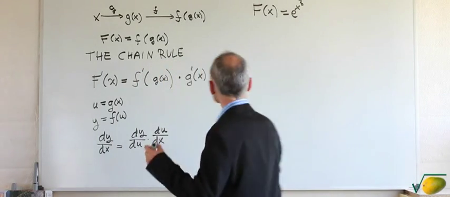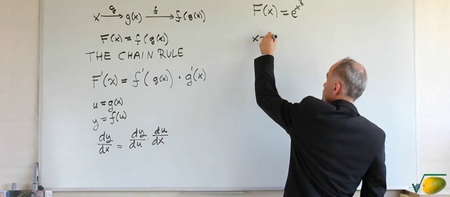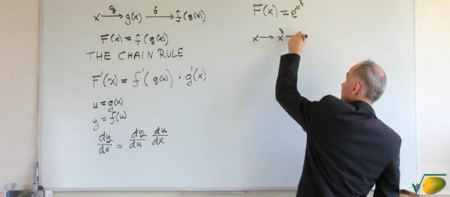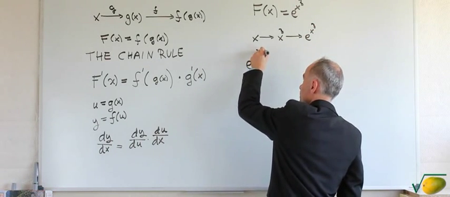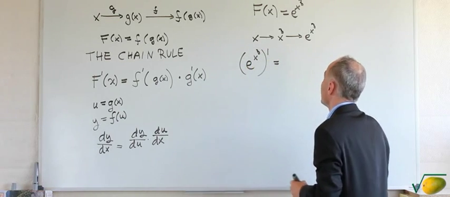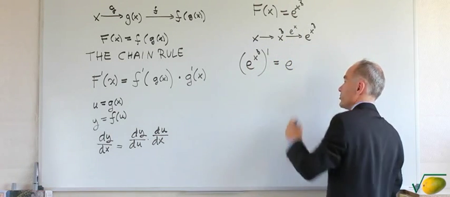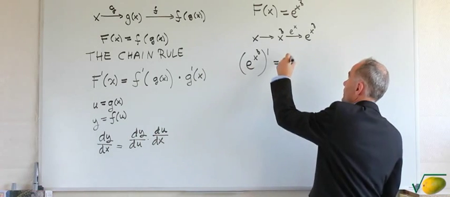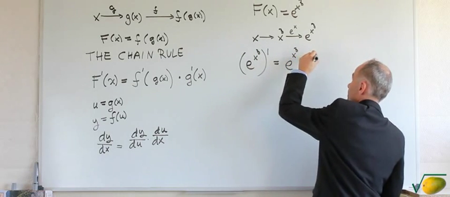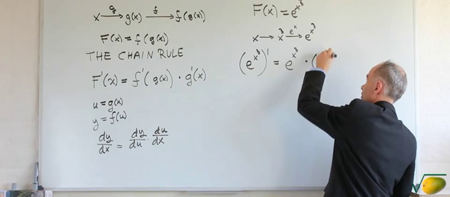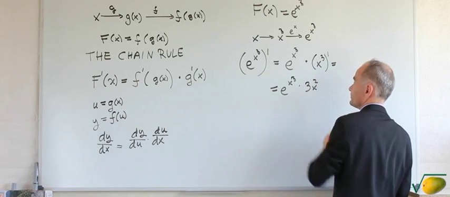So what's the inner function for e to the x cubed? X first goes to x cubed, and then we exponentiate the whole thing. So the derivative is equal to the derivative of the outer function, which is e to the x, but we do not evaluate the outer function at x, but at the argument, and the argument is x to the third, times the derivative of the inner function, which is 3x squared. So that's the answer.